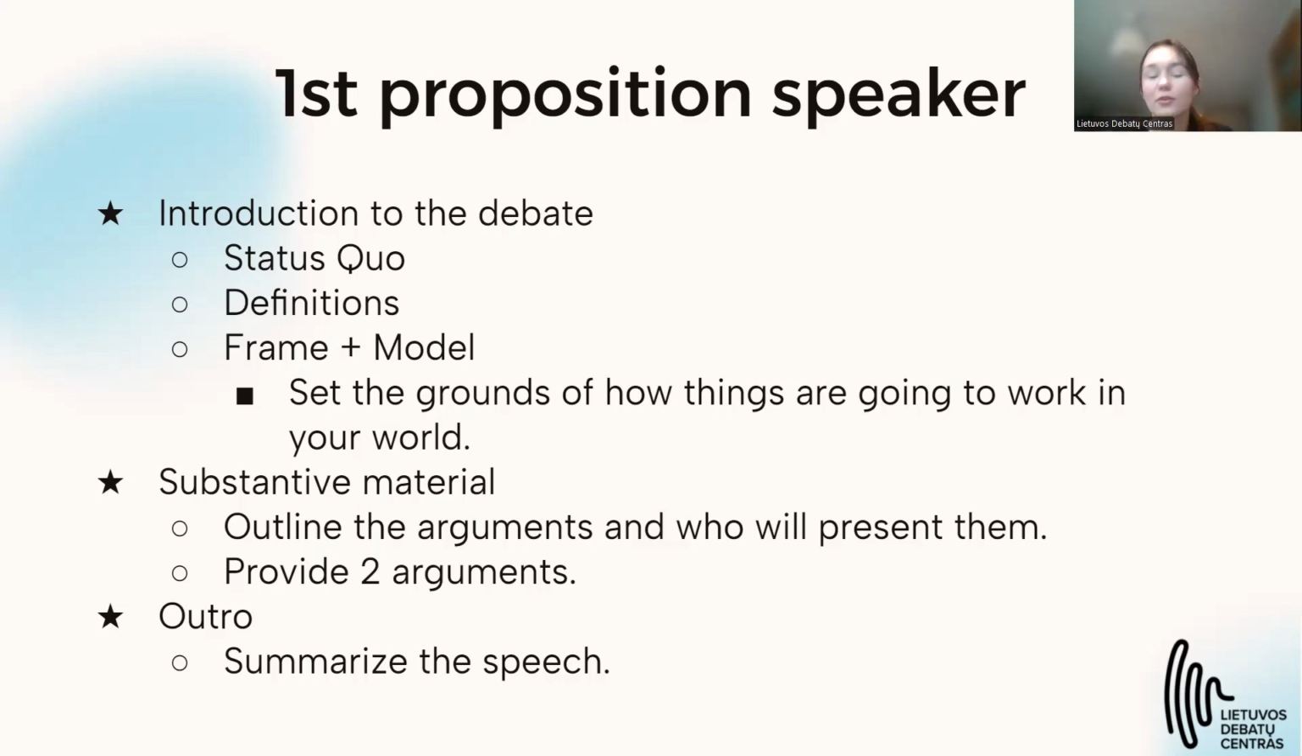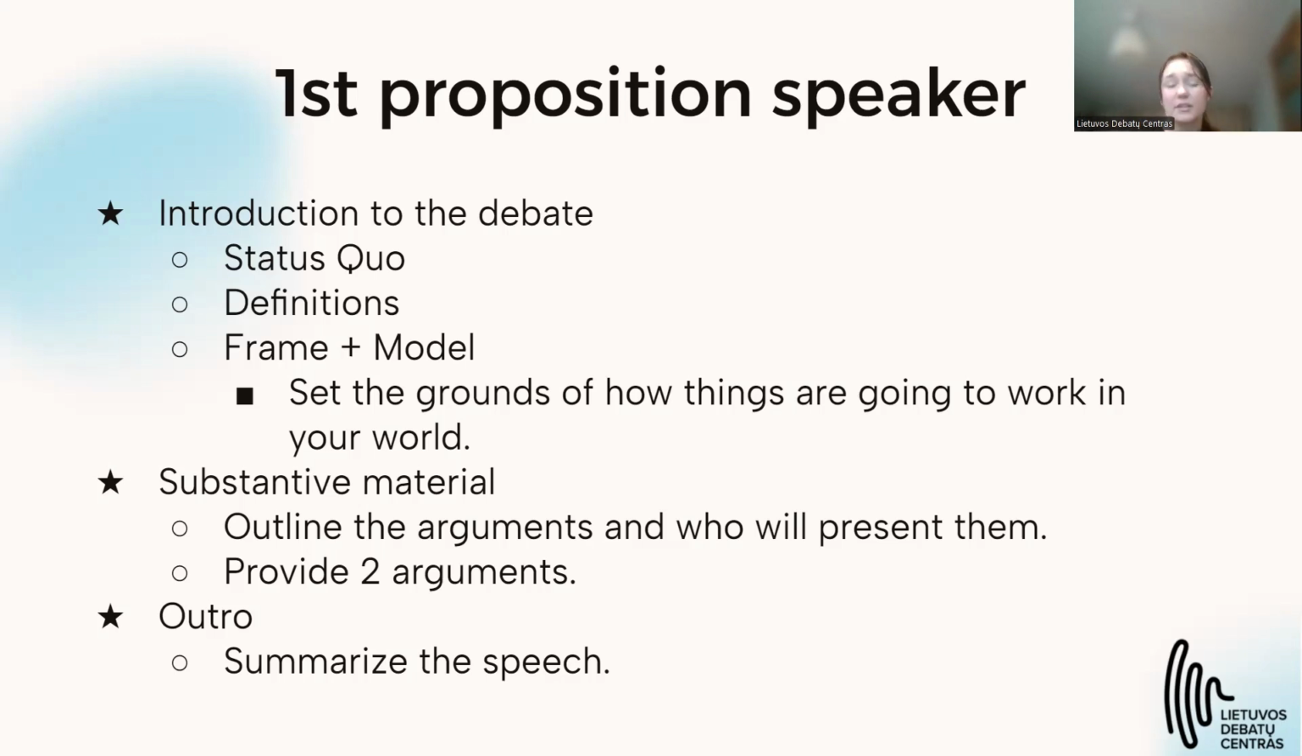Then again, you have to have a frame or a model. What these things are is that you simply set the grounds of how things are going to work in your world. If you're proposing a resolution, you have to explain to the judge not only that it's a good resolution, but that it's actually going to work and how you're going to make it work. So, for example, in a motion, this House would ban tobacco, you have to explain how this ban is going to work. Do you ban all tobacco in stores? Do you also prosecute people who are caught smoking tobacco? These are simple questions that you answer specifically in your model or in your framing.